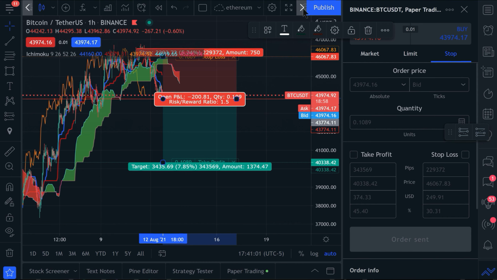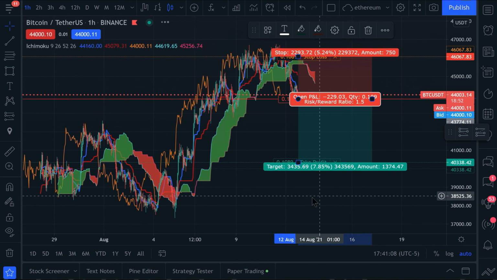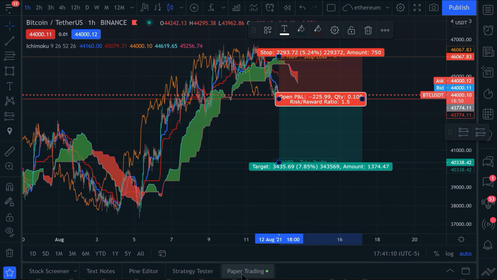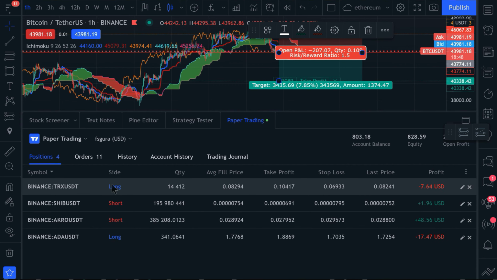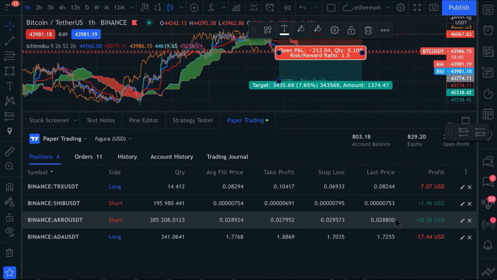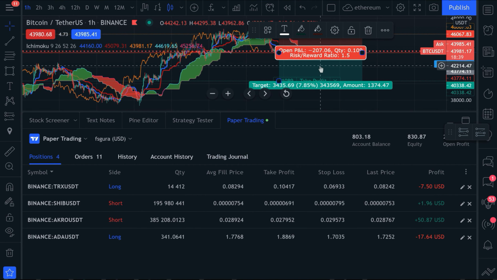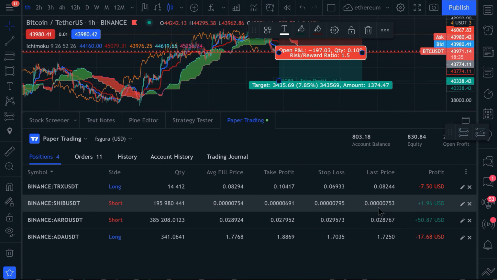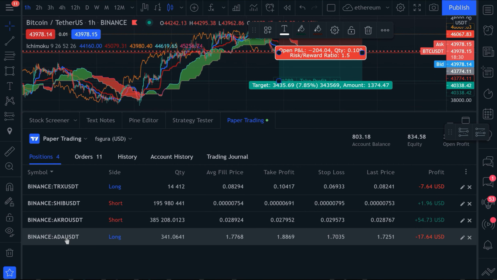Let's save the layout, this is on Ethereum. And let's close this one. And now it's time to consider that we have 4 trades up and running. 2 are winning, the Acro and Shiba, and are shorts. The short on Bitcoin is not currently filled, so it's not winning. You can see that we have longs and shorts. 2 longs are still active.